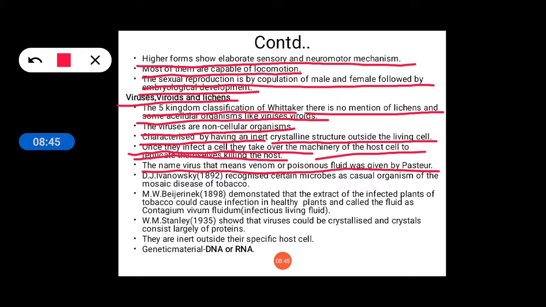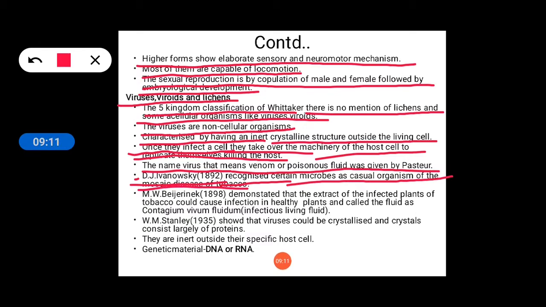The name virus was given by Pasteur, and virus means venom or poisonous fluid. D.J. Ivanowski in 1892 recognized certain microbes as the causal organism of the mosaic disease of tobacco.